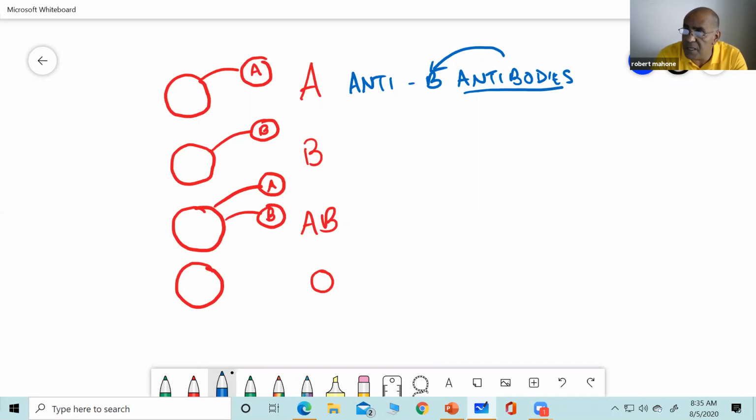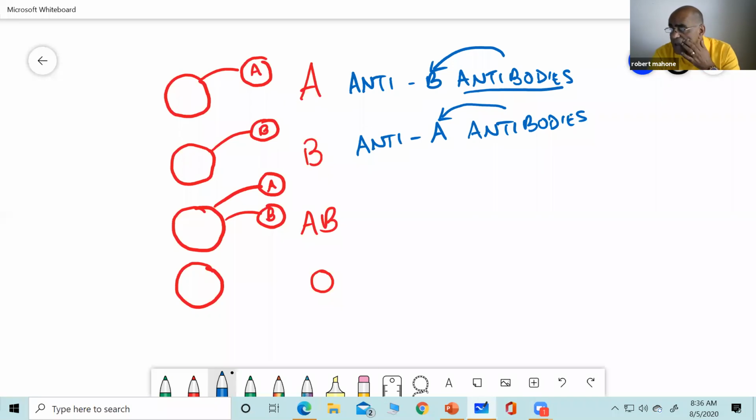People who have B type blood have anti-A antibodies. So you cannot put A blood into a B person. Their antibodies will seek out and destroy that A blood. That's what we would call cross transfusing somebody. You transfuse them with the wrong blood type.